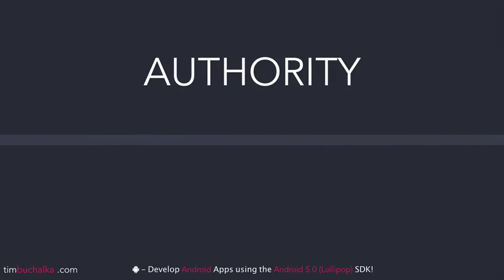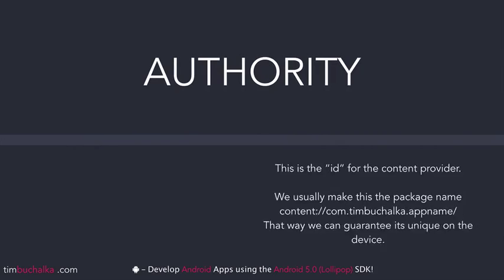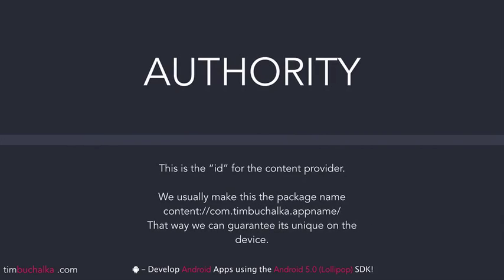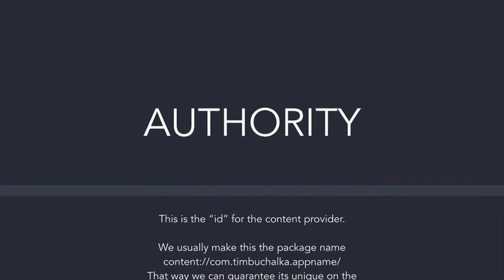Now breaking down the content provider URI, the authority is like the major ID for the content provider. This is the high level, who owns this package, if you will. So if I had an app, I could use content://com.timbachauca.appname, and that would be the authority. By using that, we can guarantee that a content provider is unique on the device, and that tells Android where to start looking, so it knows to look in that app on that device in order to find that content provider.